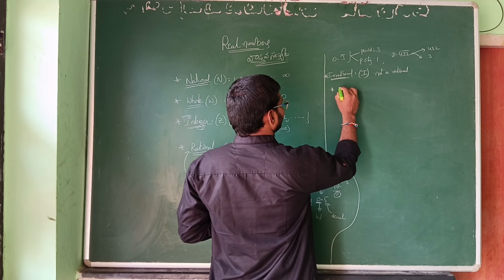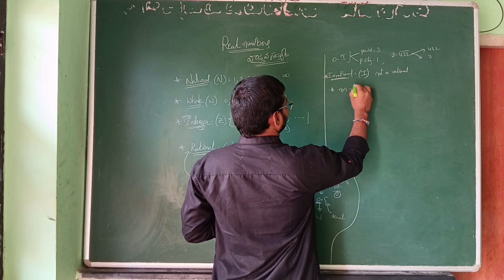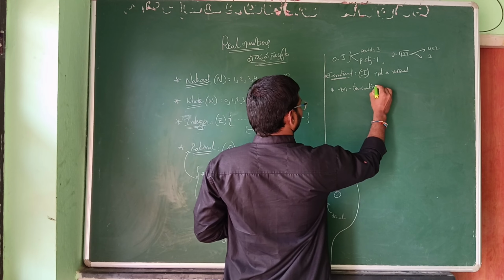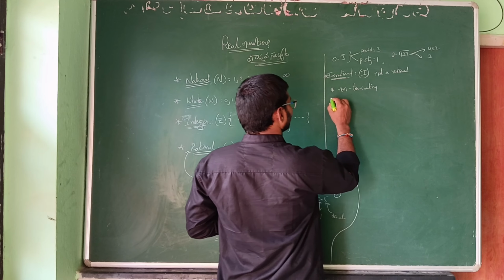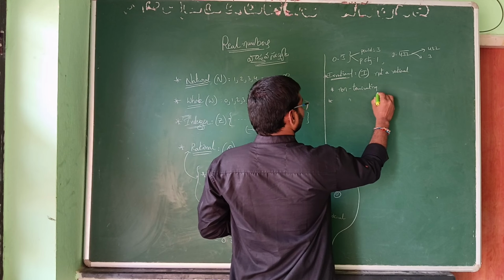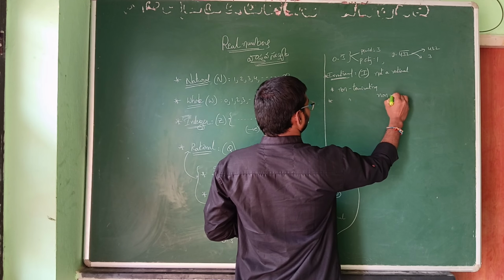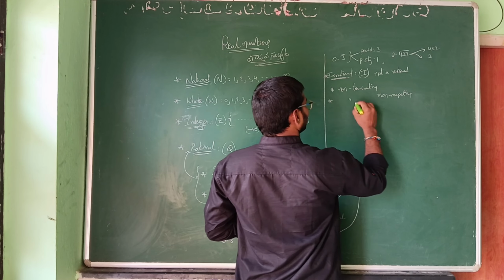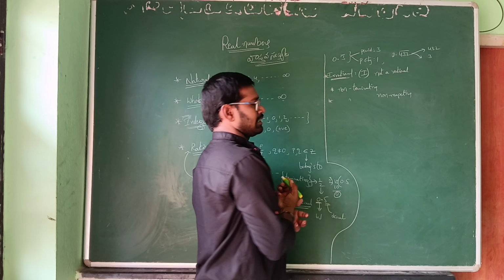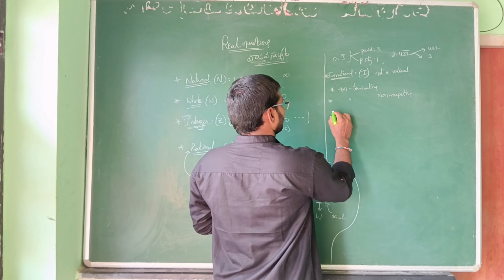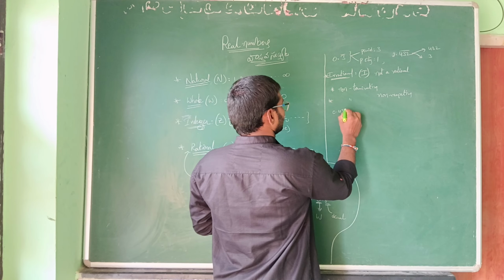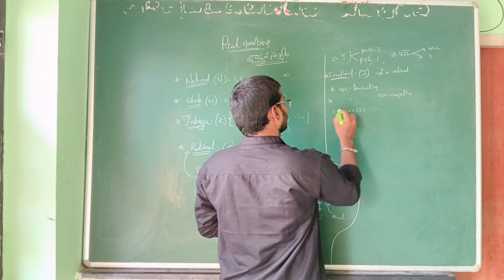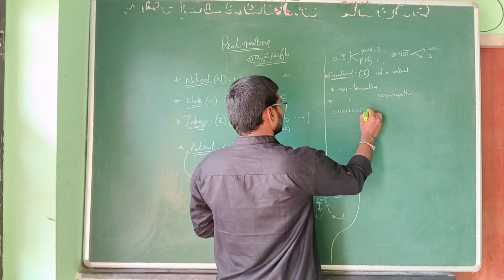See, simply we can tell that non-terminating decimals, and non-terminating, non-repeating decimals also, are irrational numbers only. Example, 0.4342456 7 and so on, it is going on. The remainder is not 0.